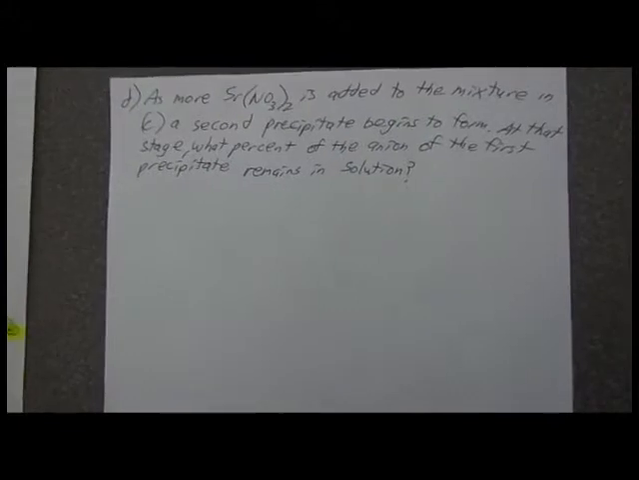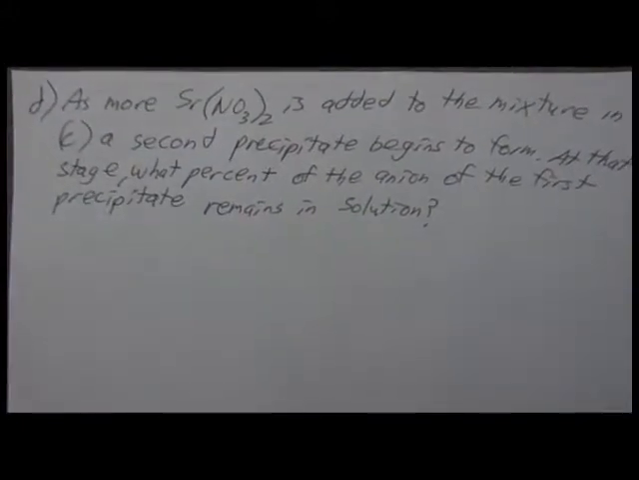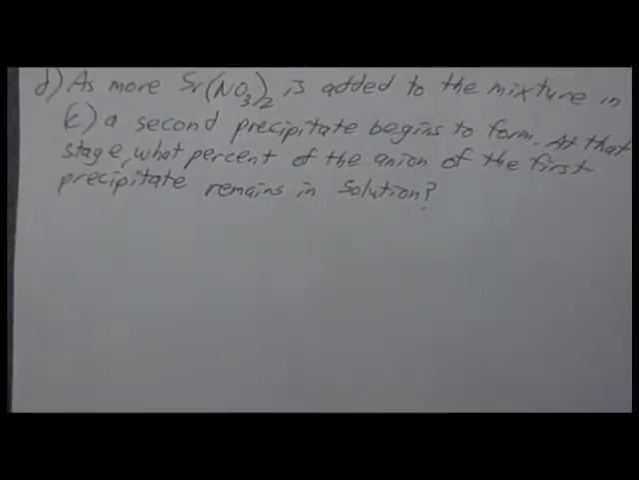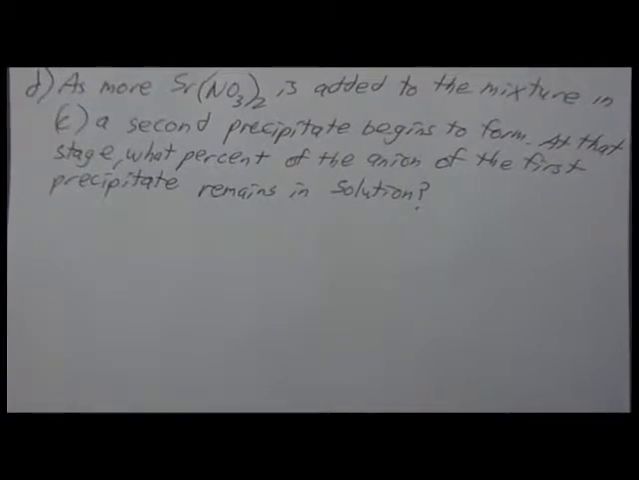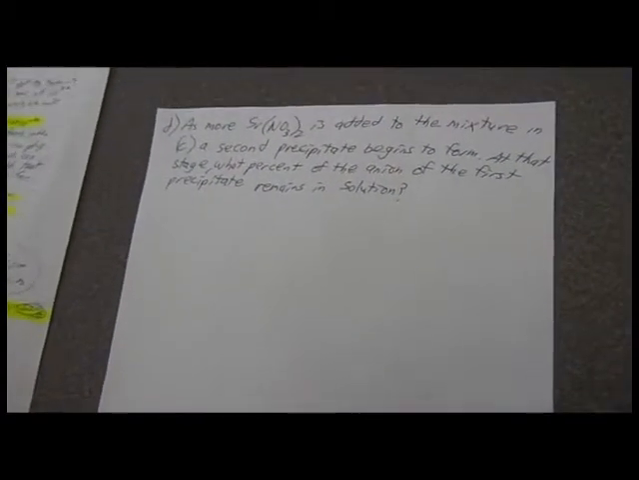Part D. As more Sr(NO3)2 is added to the mixture in C, a second precipitate begins to form. At that stage, what percent of the anion of the first precipitate remains in solution? So first off, we know that the second precipitate to form is SrSO4, which appears when the concentration of Sr+2 is 7.6 times 10 to the negative 6 molar.